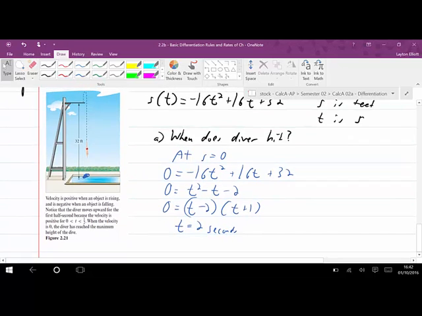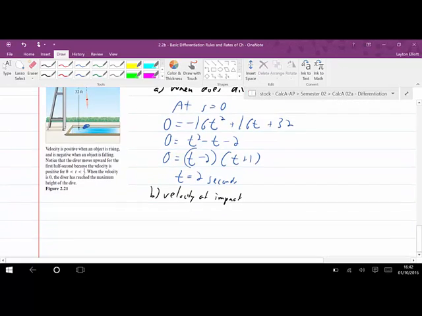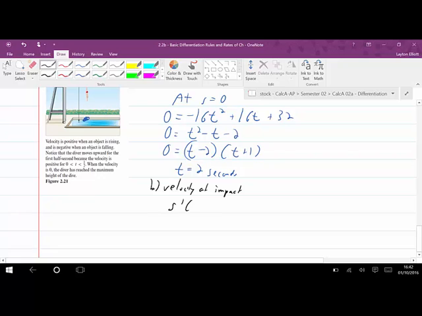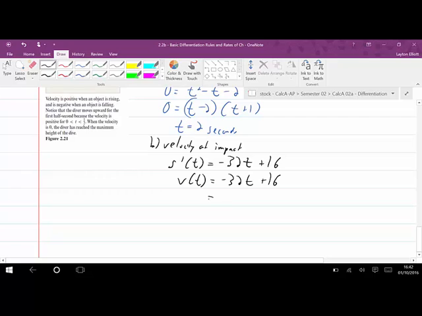The velocity, though, and that was question B, the velocity at impact. This equation says nothing about velocity, so I have to know that I'm going to take the derivative, s prime of t, and that's going to be equal to negative 32t plus 16. And if I can write s prime of t, I can also write v of t, negative 32t plus 16. Well, hopefully you see that you just plug in 2 seconds. So negative 32 times 2 plus 16 is negative 48, and that would be feet per second.